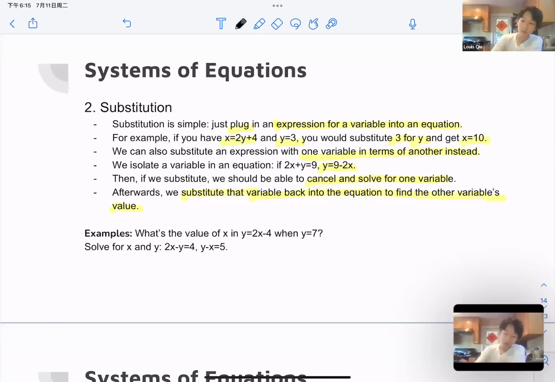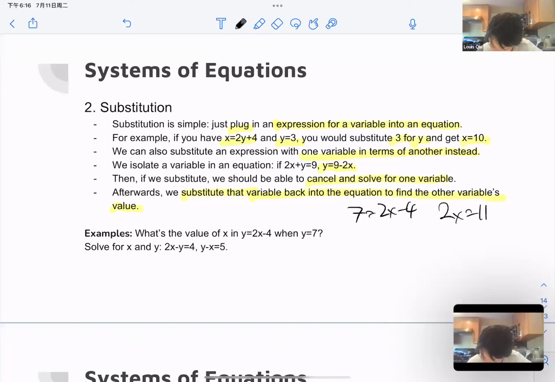Okay, so I'll go over this problem now. So what's the value of x when y equals 2x minus 4 and y equals 7? So we can just substitute y equals 7 into the equation. So 7 equals 2x minus 4. So 2x equals 11 if you add 4 to both sides. And then when you divide both sides by 2, you get x equals 5.5. So that's the answer to the first problem.